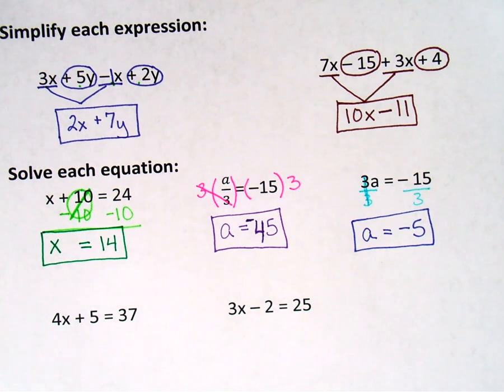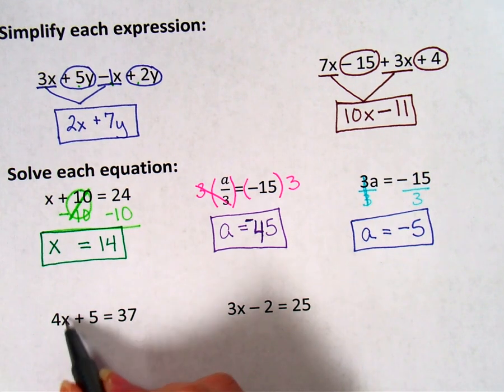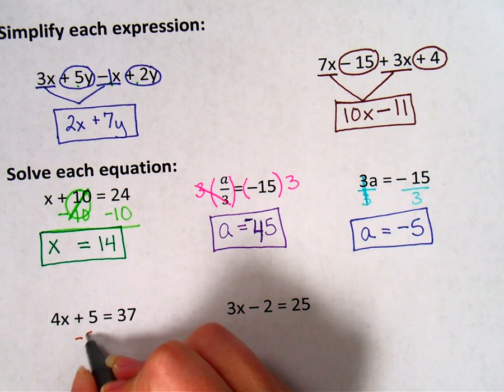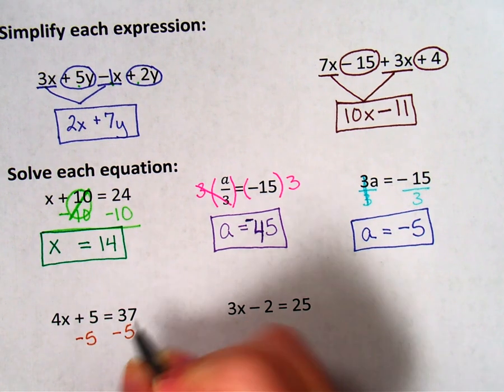On the next one, I have 4x plus 5 equals 37. So again, I need to move this 5 because I have to get the term with the x all by itself. I have to move the 5 to the other side. So I'm going to subtract 5 on both sides. You can't just do it to one.